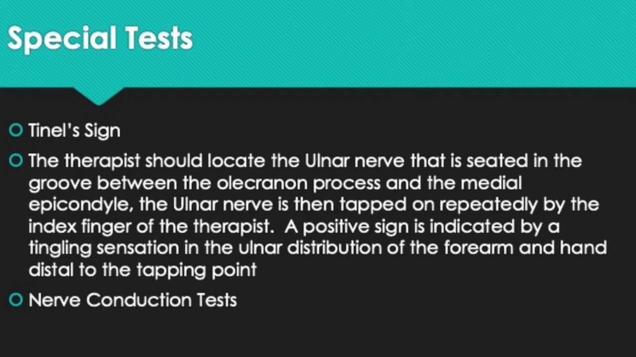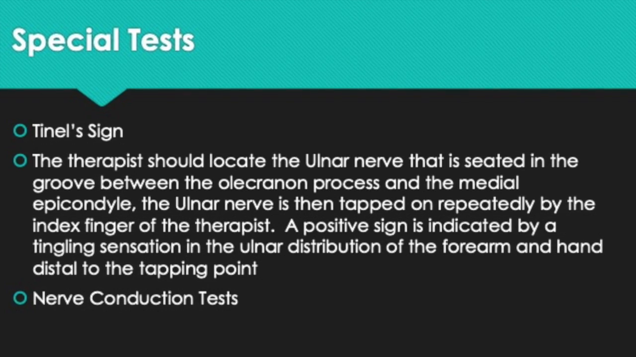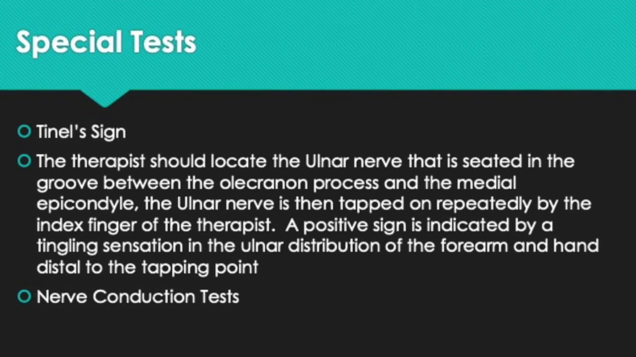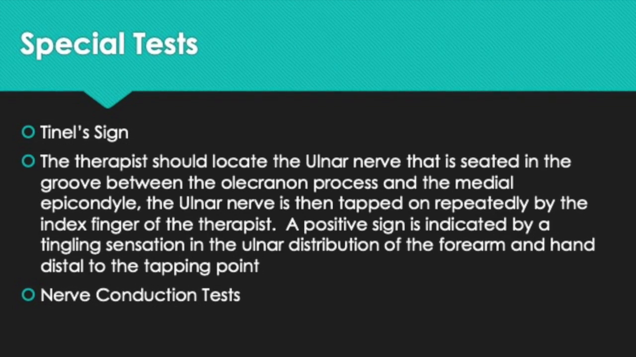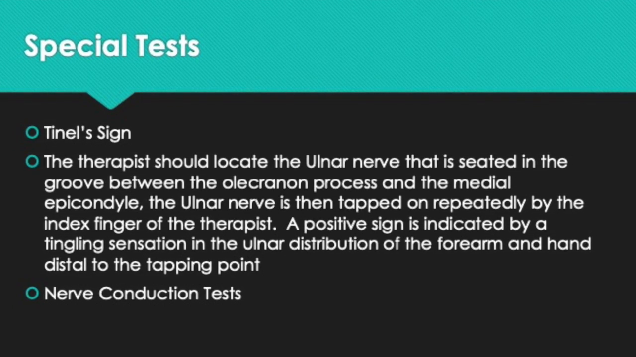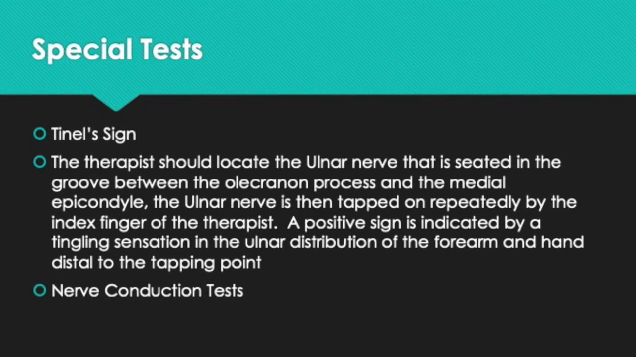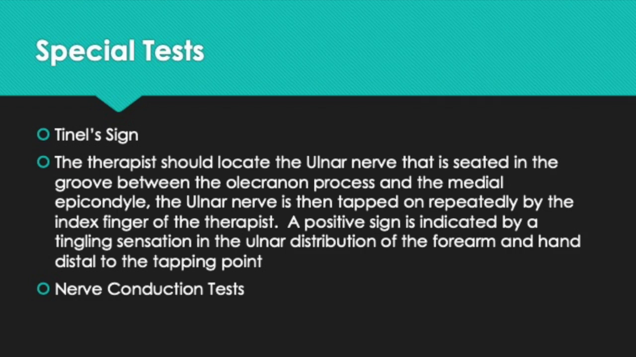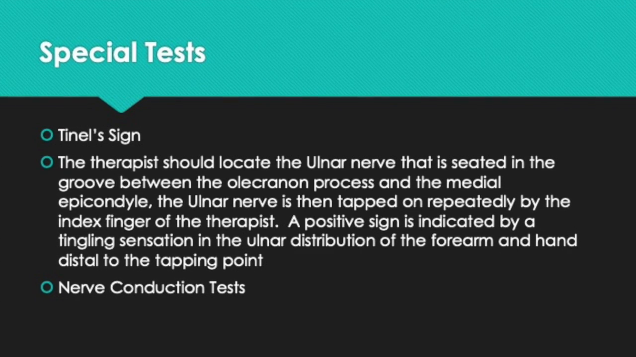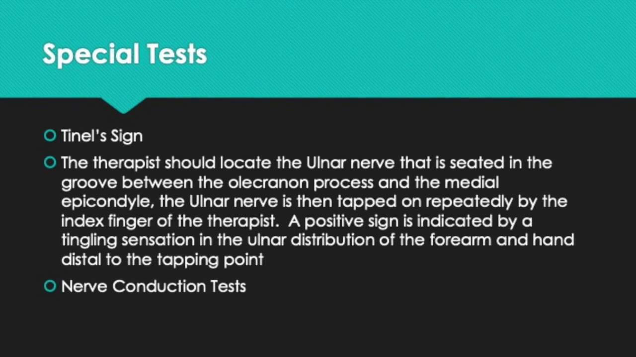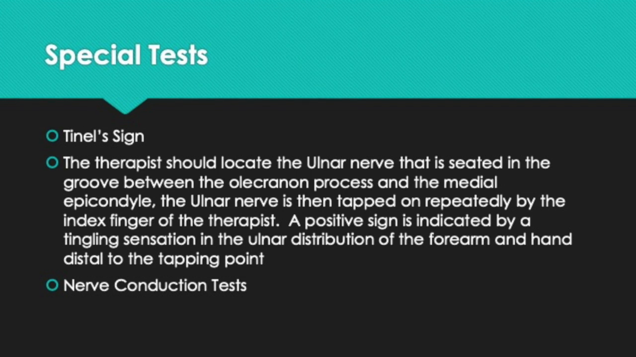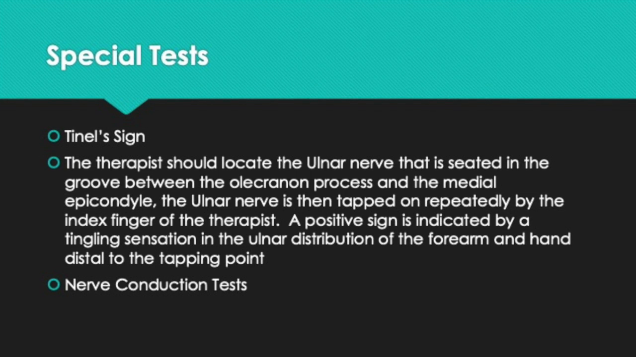The therapist should locate the ulnar nerve that is seated in the groove between the olecranon process and the medial epicondyle. The ulnar nerve is then tapped on repeatedly by the index finger of the therapist. A positive sign is indicated by a tingling sensation in the ulnar distribution of the forearm and hand, distal to the tapping point. Also, if the physician thinks it's necessary, they might have you undergo a nerve conduction test.